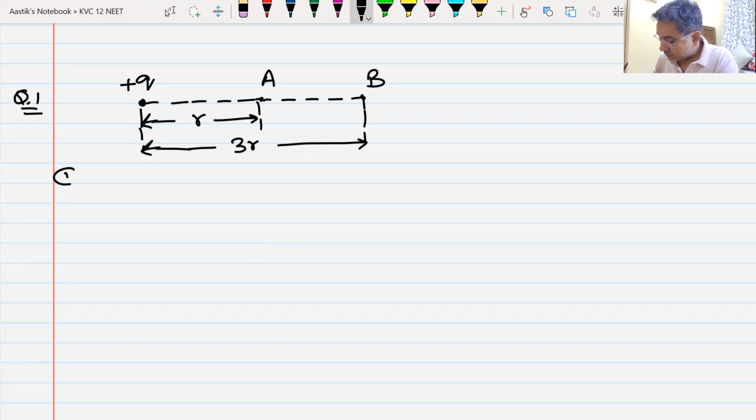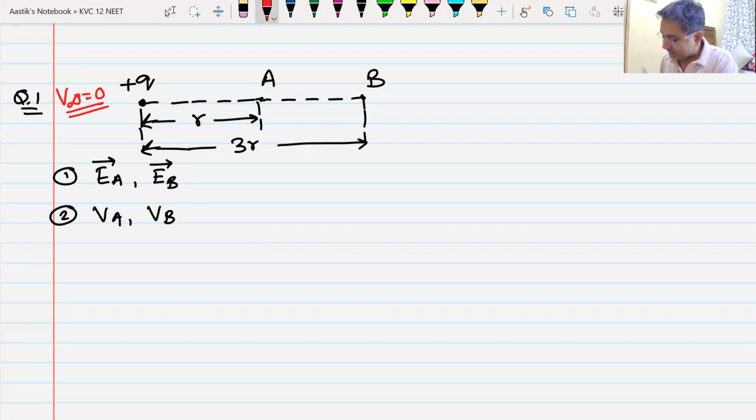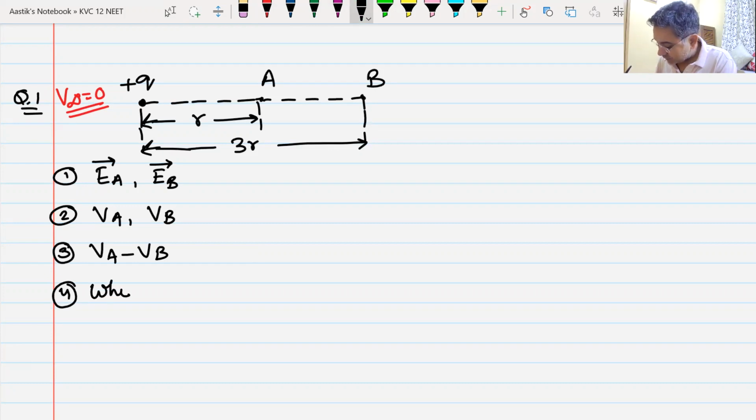First, you have to find the electric field at point A and the electric field at point B. I hope you understand the meaning of these symbols. You have to find the potential at point A, and the potential at point B. Remember, I am taking potential at infinity as 0. Then you have to find Va minus Vb, the difference in potential.